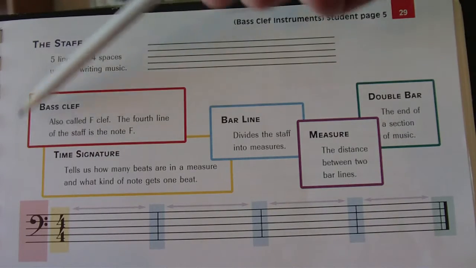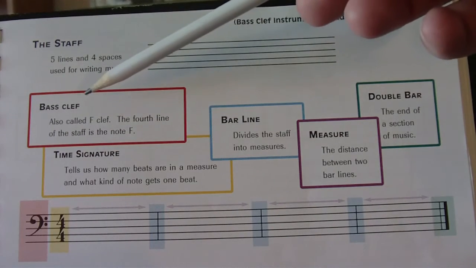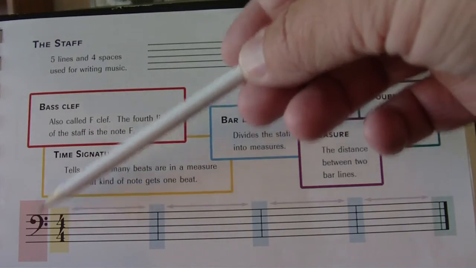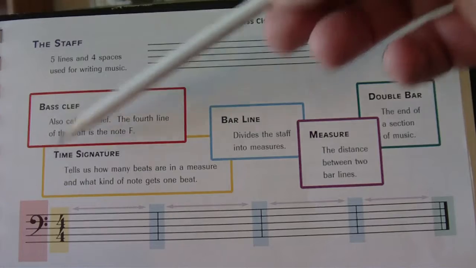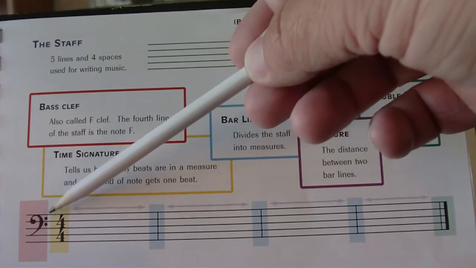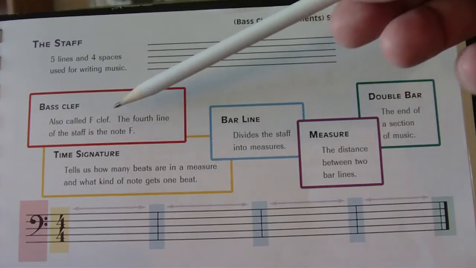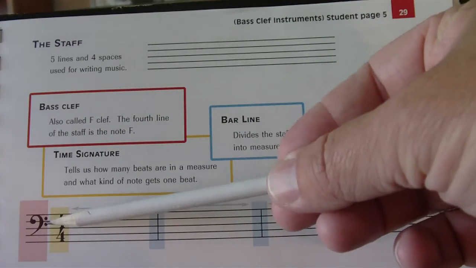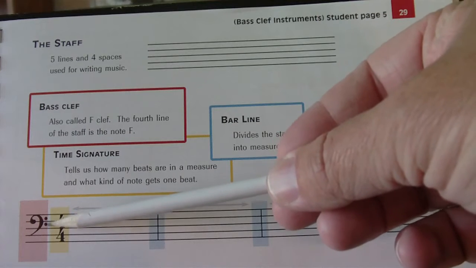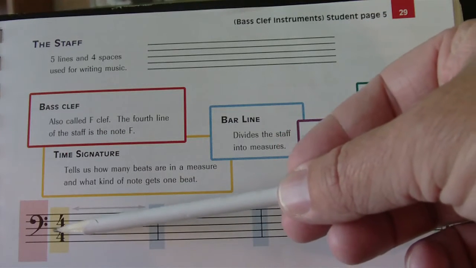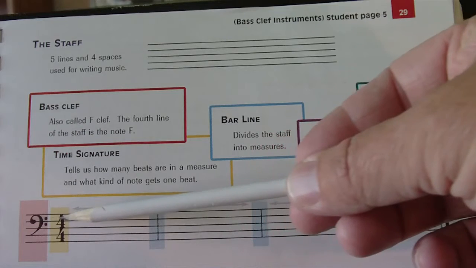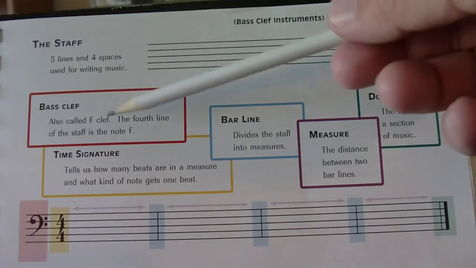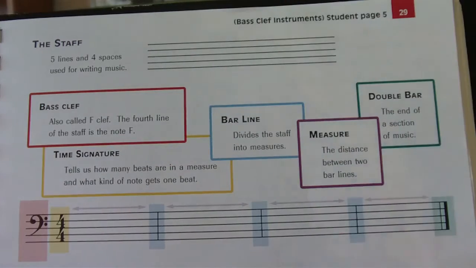The next one is this red box, and it's talking about the bass clef. Throughout this book, you're going to see a box, and then farther down something highlighted in that same color. So it's a red box with this red highlighted section. This is a bass clef. It's also called the F clef because the 4th line of the staff is the note F. You see these 2 little dots on the bass clef. They're going around this 4th line. 1, 2, 3, 4. So we know that on that 4th line, that's F. That's why it's called the F clef, also the bass clef.